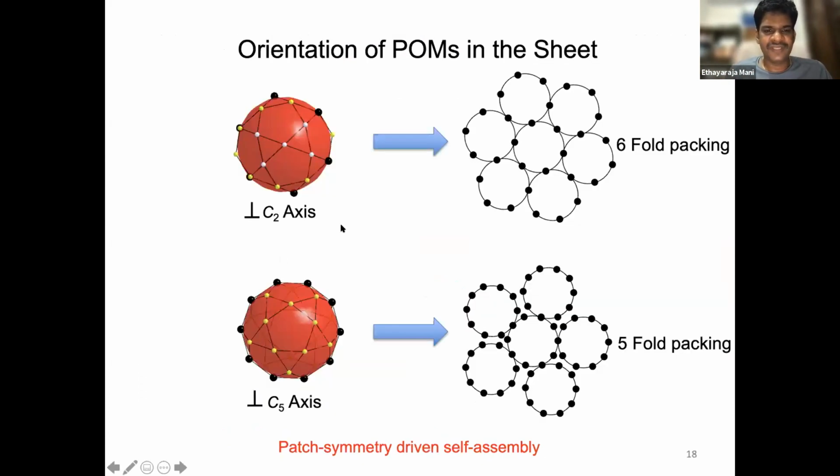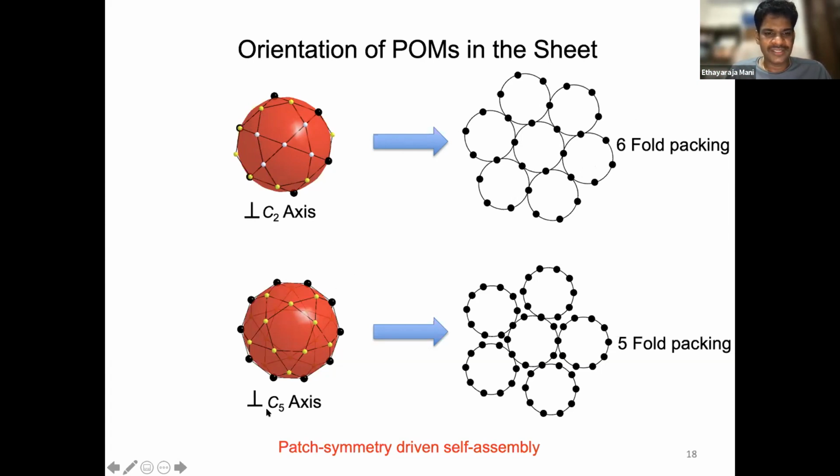So again, the reason for that is the symmetry involved. Depending upon which way these sheets grow, you have an energetic advantage of one pathway over the other. For example, if you look perpendicular to the C2 axis symmetry, this center molecule could actually bind with 6 neighbors, making a hexagonal lattice.